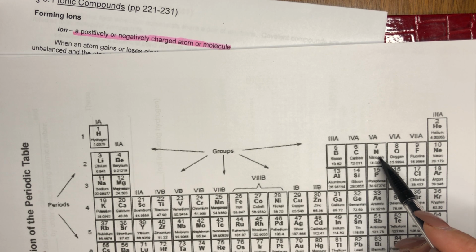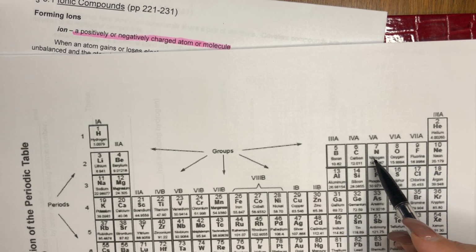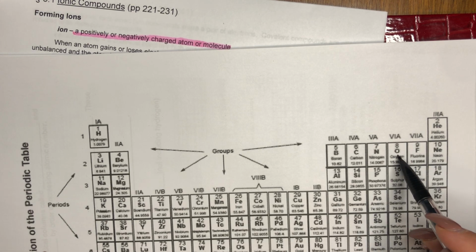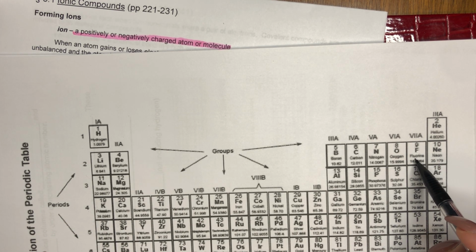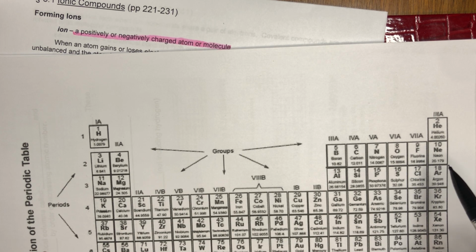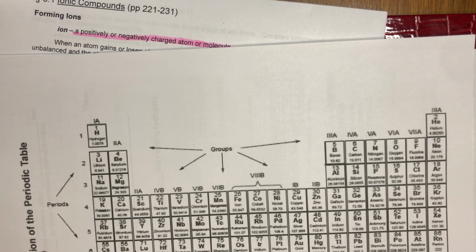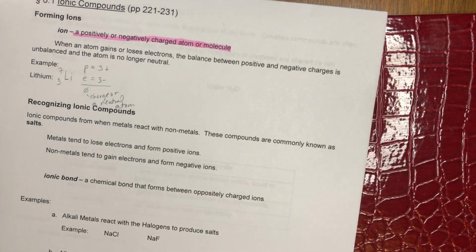Column 15 has 5 valence electrons like nitrogen. So now they're closer to having a full shell. So it would gain 3 electrons to get a full shell. Column 16 has 6, so it would gain 2. And column 17 has 7, so it needs to gain 1. So that is the pattern to form ions, and you will see this in a worksheet that I'll be giving you.